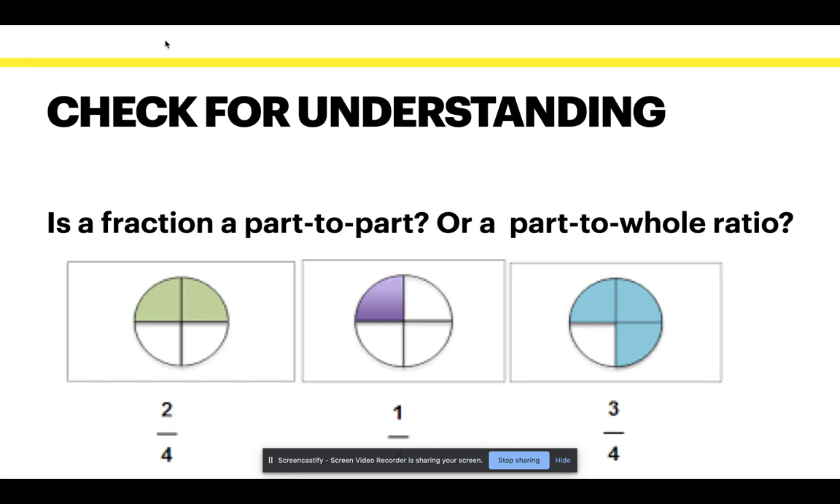2 to 4. We know that looking at this fraction, there are 4 total parts. So the total, or the word total, is the same thing as whole, the whole amount, the total amount. So with fractions, if we have 2 out of 4 shaded, then we're comparing the part that's shaded to the whole or the total amount. So that's why a fraction is a part to whole ratio.